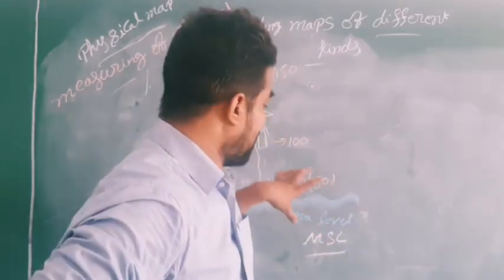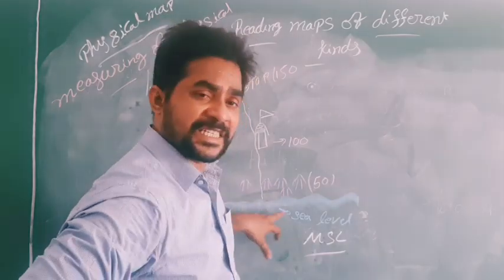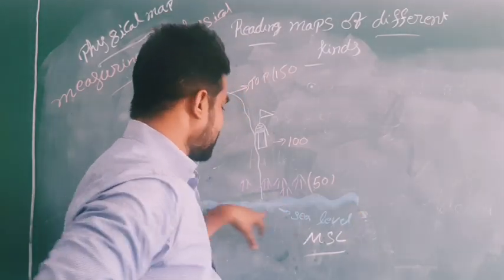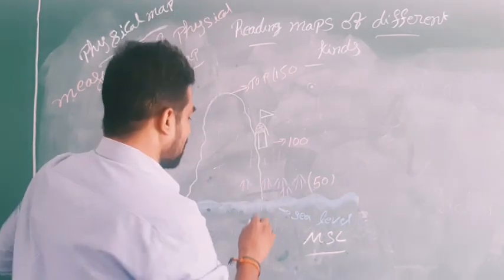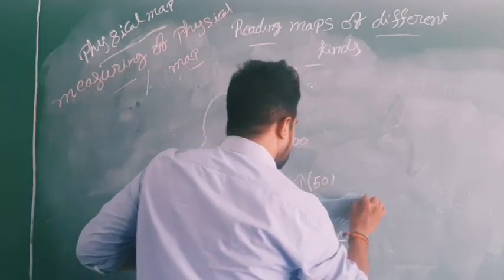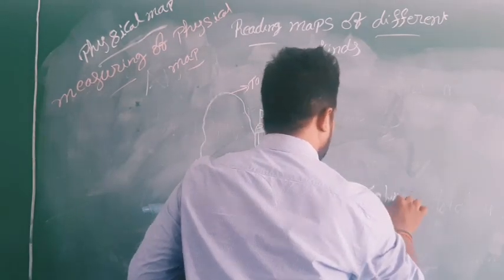At the time of measuring a land, we always calculate based upon the sea level only. Sea level is shown as 0 meters height.